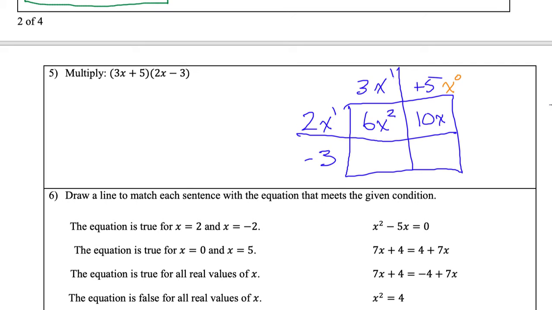Anyone want to take a shot at it? Yeah, Charles? -9 to the power of 1? -9x to the power of 1, yeah. Or just -9x. Perfect. And this last one is super, super easy.